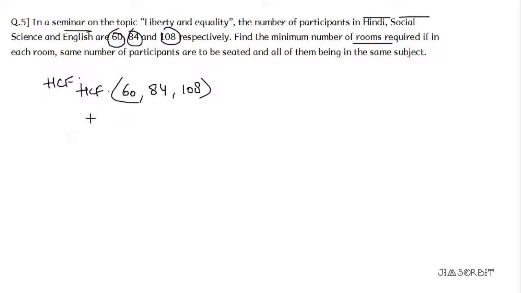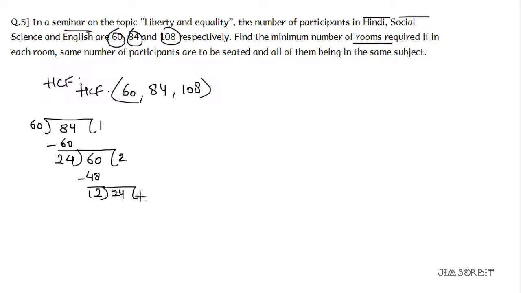Okay, how to find the HCF of three numbers? You can do the prime factorization of each of them separately and take the common factors, or you can apply the long division twice. First you select one pair, and the answer you get, you apply it to the third number. I'm going to do the long division only. You can apply any method. 60 goes into 84 once, remainder 24. 2 times 24 is 48, remainder 12. 2 times 12 is 24, and this will give us 0.